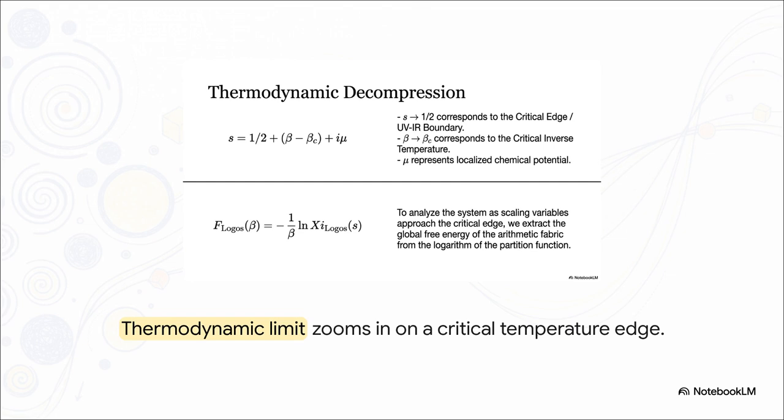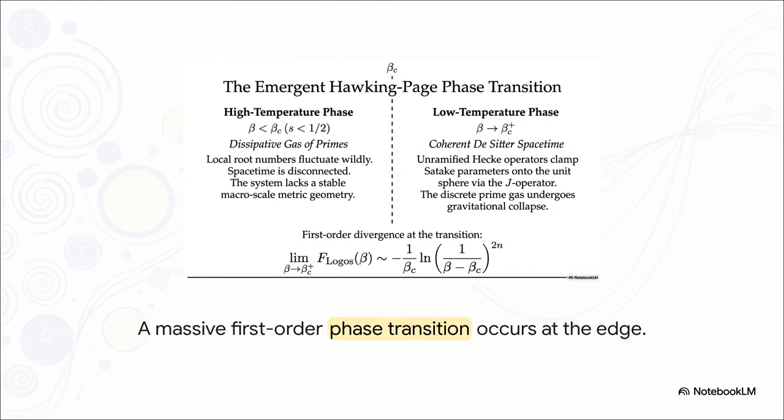To see the physical impact, we extract the global free energy of the arithmetic fabric directly from the logarithm of our partition function. We are essentially zooming right in on a critical thermodynamic edge. And as we hit that critical boundary, something absolutely remarkable happens. The system undergoes a massive first-order Hawking-Page phase transition.